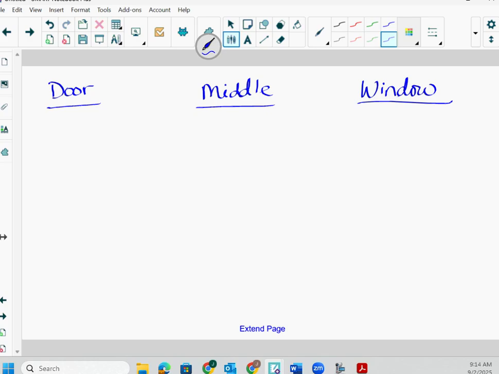All right, we have 3 teams going on. Let's see. 2, 7, 8. Okay, you guys are team door. You guys are team middle. You guys are team window. Super complicated names, I know.